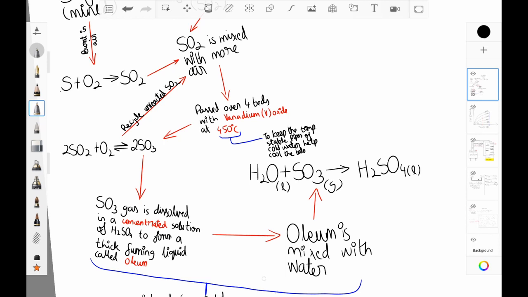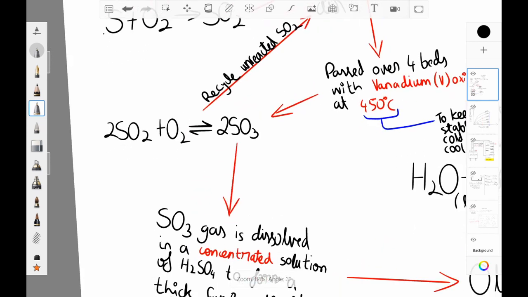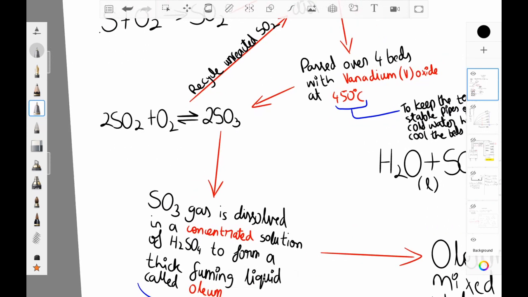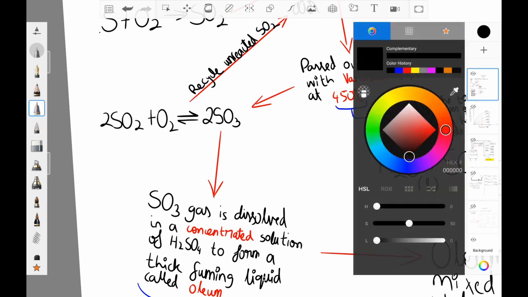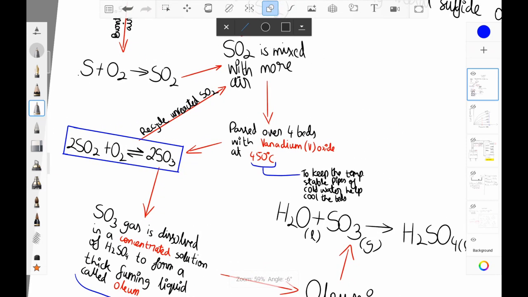Now, once you pass the mixture of sulfur dioxide and air, which itself contains oxygen, over the beds of catalyst, you'll see that a reversible reaction occurs where the sulfur dioxide reacts with the oxygen to form sulfur trioxide. And this is a reversible reaction, and thus we say that it's the key reaction in the contact process.